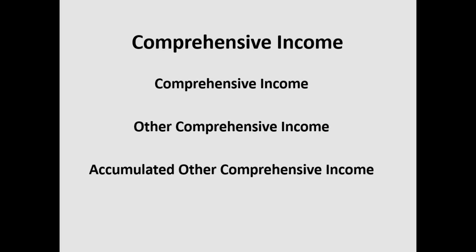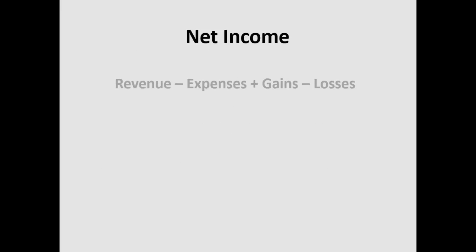Now, what is confusing is the terminology: comprehensive income and other comprehensive income and accumulated other comprehensive income. These are not the same. Abbreviated CI, OCI, and AOCI. So what are they? What are the differences?